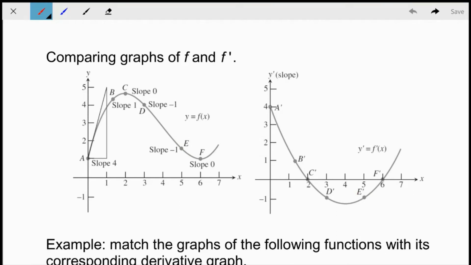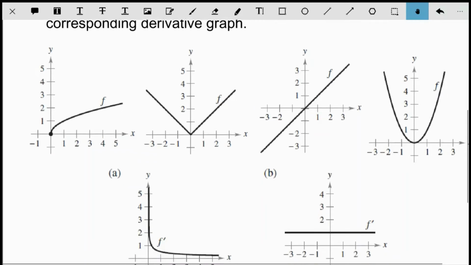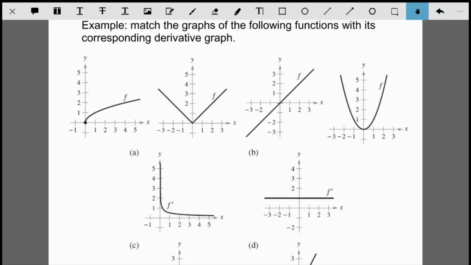Okay, so that's the main relationship that we're going to be looking at. When you see a positive slope, you should see a positive y value on your derivative graph. When you see a negative slope, you should see a negative y value. And when you see a 0 slope or a horizontal tangent, you should see a value of 0 for your derivative graph. Okay, so let's take a look at matching some graphs with their derivatives.